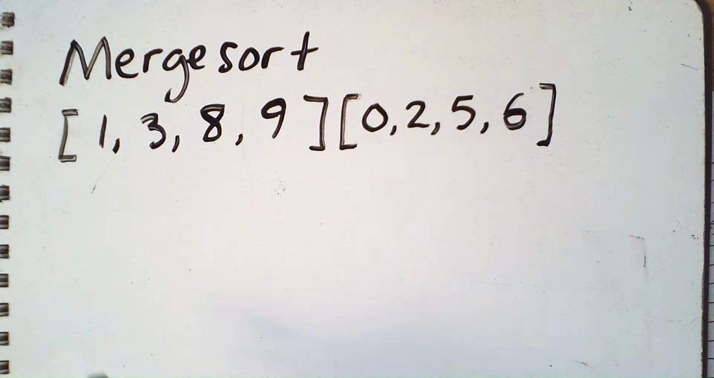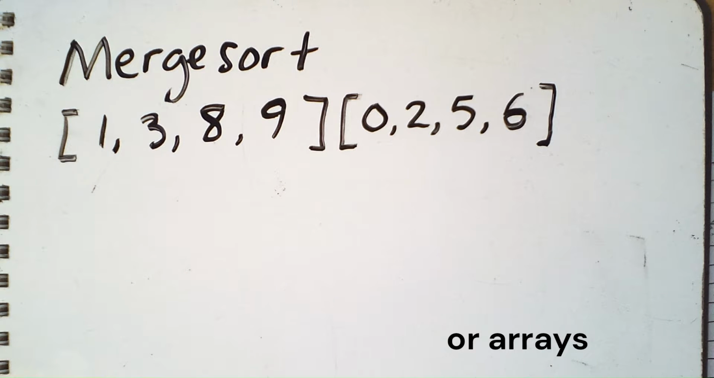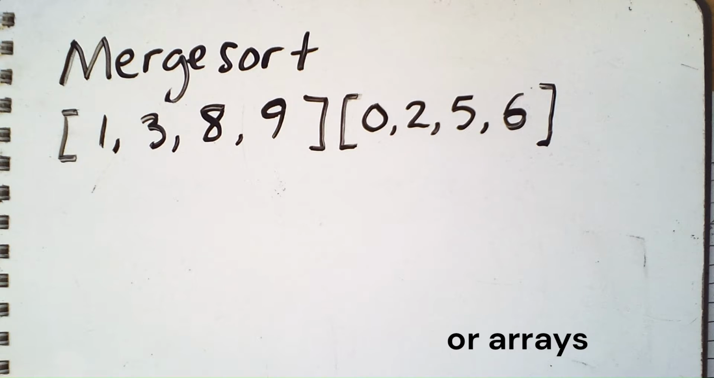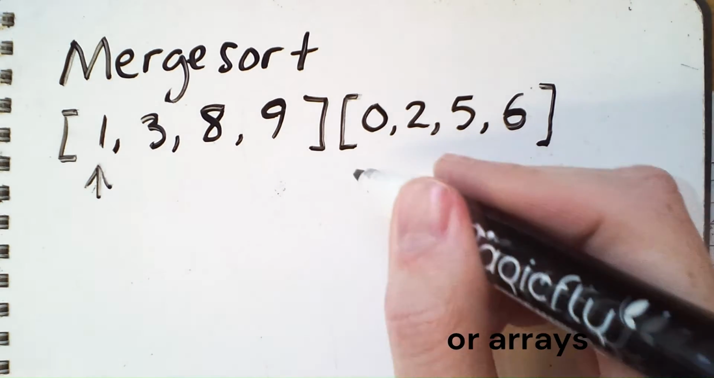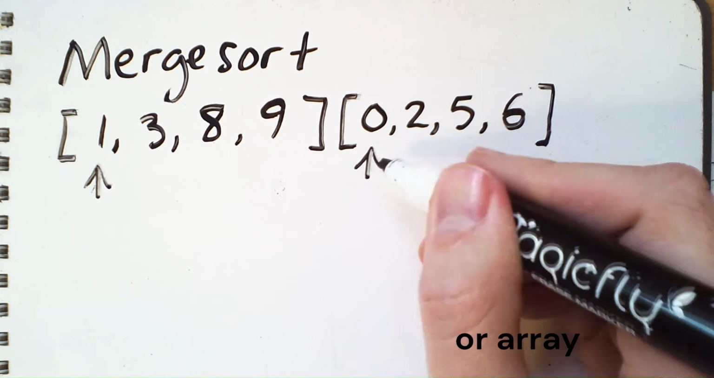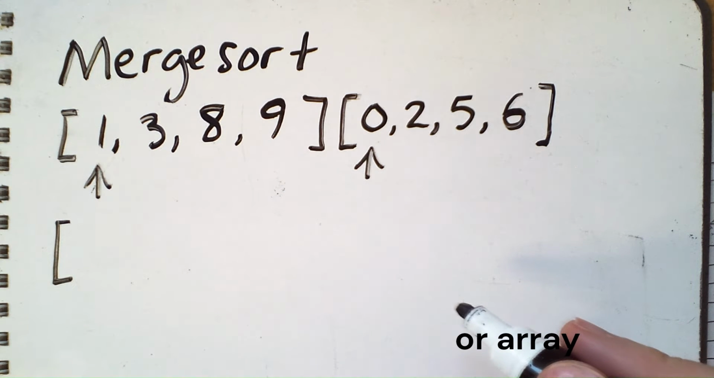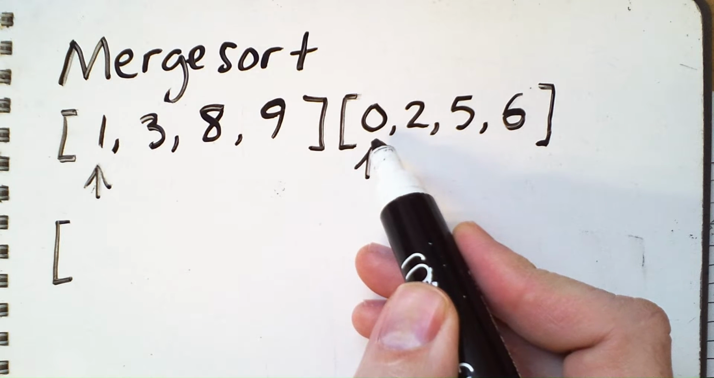What if I already had two sorted sublists and I wanted to combine them into a single sorted list? I could do this fairly simply by traversing each of the sublists from left to right and doing what's called a merge. So I have a reference to the beginning of the first list and a reference to the beginning of the second list. And I'm going to put these into a new list.